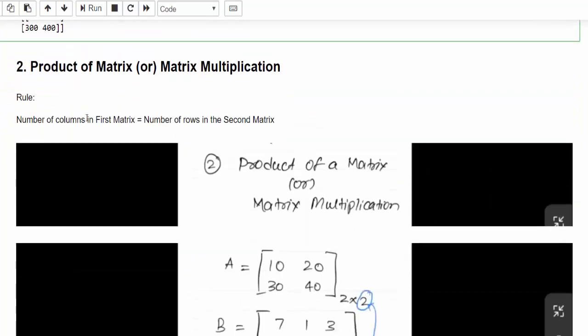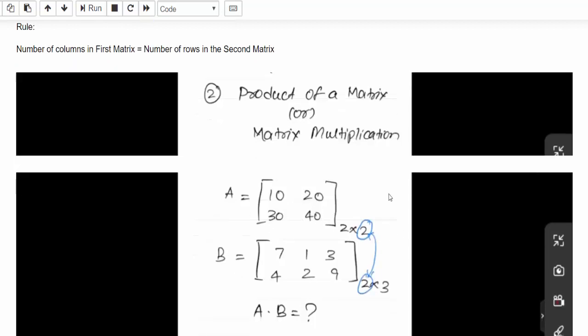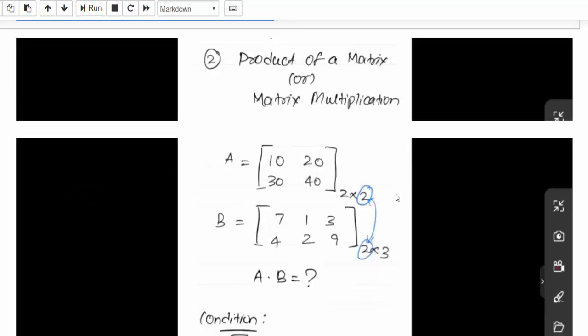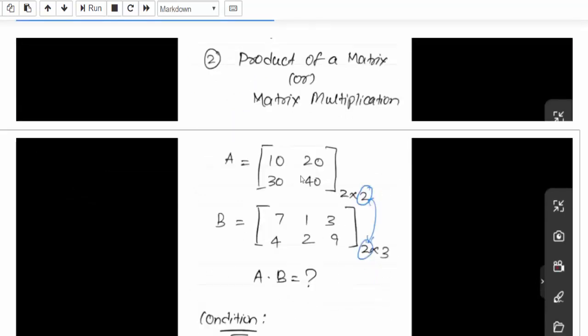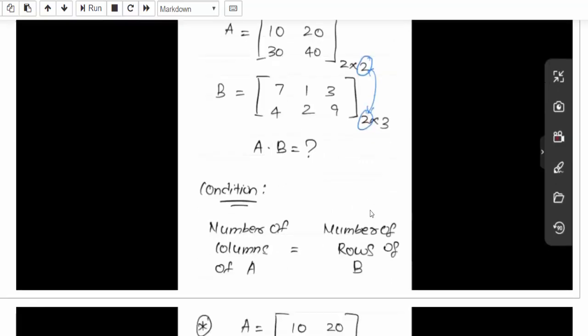Then next one, the product of matrices, or matrix multiplication. This is a very important concept. When you multiply two matrices, they must satisfy this condition. We have matrix A, 2 cross 2, and matrix B, 2 cross 3. The condition is that the number of columns in the first matrix must equal the number of rows in the second matrix. Both values are the same, so we can do the matrix multiplication.